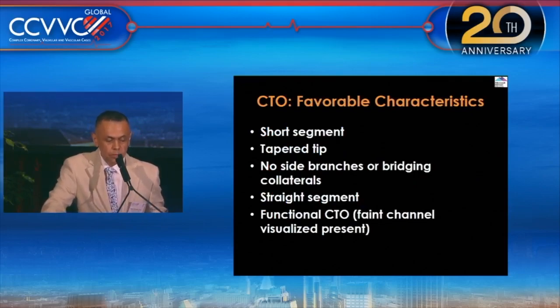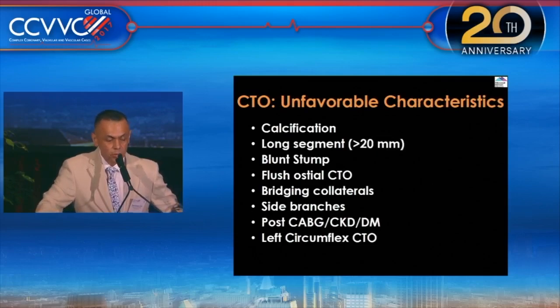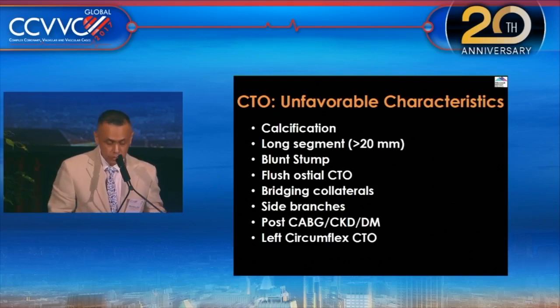So what makes a CTO, what are the favorable characteristics? Short segment, less than 20 millimeters like I said before, a tapered tip, no side branches or bridging collaterals, straight segments. Usually LADs and RCAs are considered easy CTOs, and functional CTOs with a faint channel where you can visualize the segment. Unfavorable characteristics: calcifications, long segments more than 20 millimeters, blunt stump, flush ostial CTO, bridging collaterals, side branches, and the hardest CTOs are the circumflex because of the angulation.